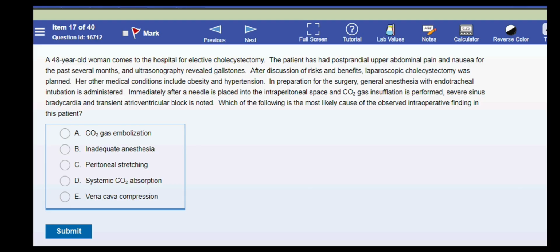We have here a 45-year-old woman who comes to the hospital for elective cholecystectomy. The patient has had postprandial upper abdominal pain and nausea for the past several months. An ultrasonography revealed gallstones. After discussion of risks and benefits, a laparoscopic cholecystectomy was planned. Her medical conditions include obesity and hypertension.